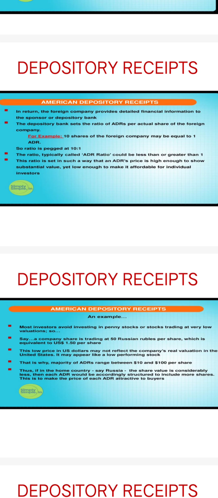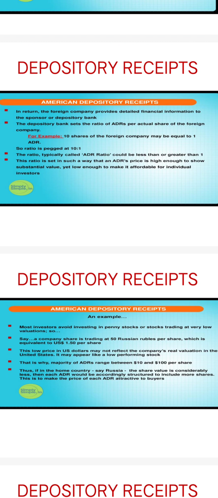In return, the foreign company provides detailed financial information to the sponsors or depository banks. The depository banks set the ratio of ADRs per actual share of the foreign company. For example, 10 shares of a foreign company may be equal to 1 ADR, so the ratio is pledged at 10:1. The ratio, typically called the ADR ratio, could be less than or greater than 1.